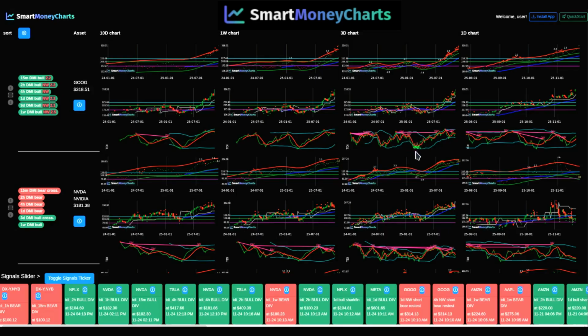Like this bullish divergence was the signal for the bottom, and it came on the 3-day chart, which is a chart that's free to access in Smart Money Charts, but not in TradingView. You're not going to get the 3-day or the 10-day in TradingView, but you will here, and you can see them all together as you can see.